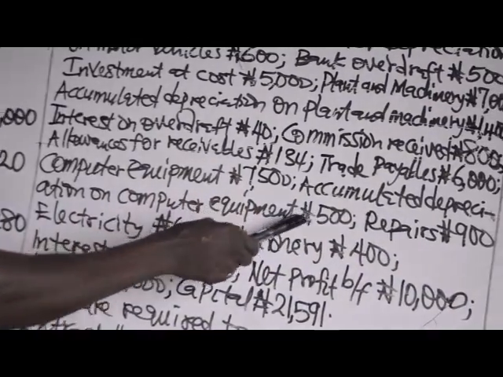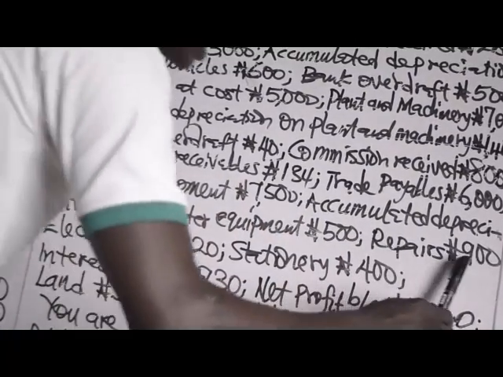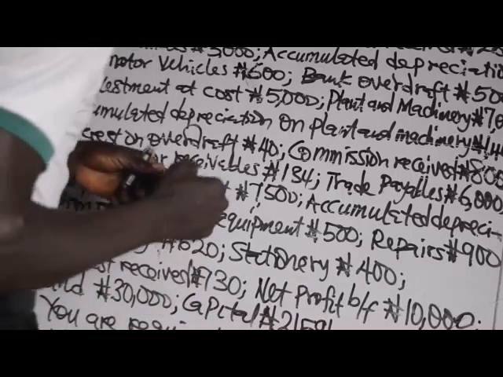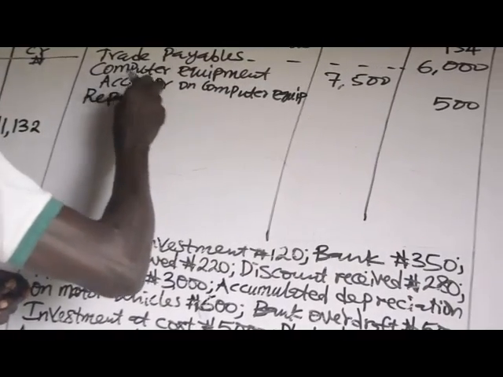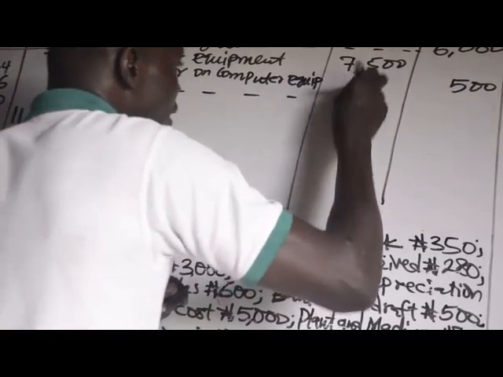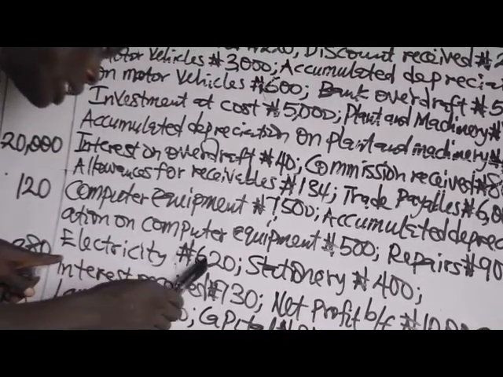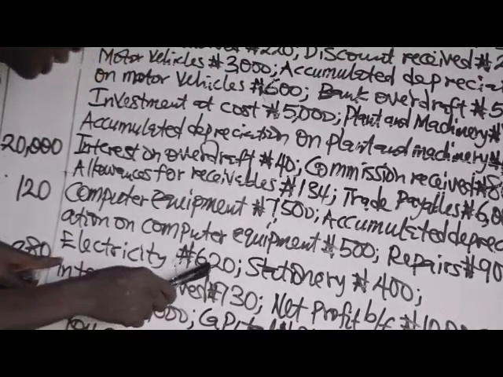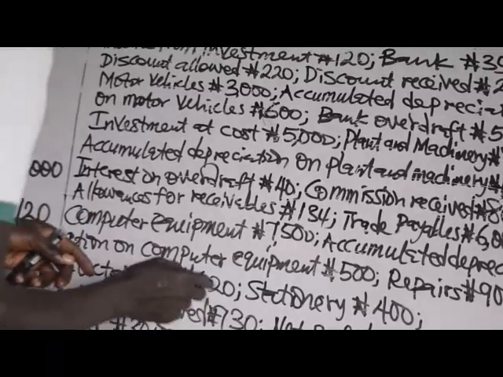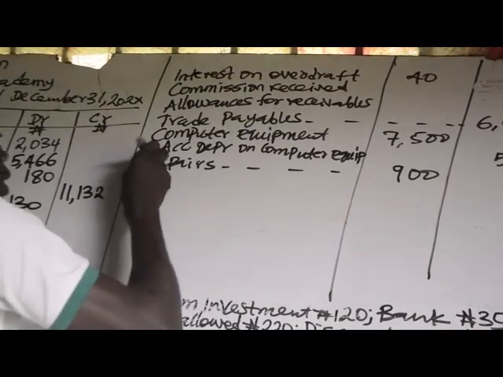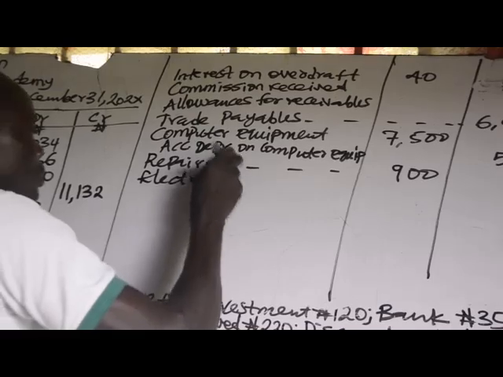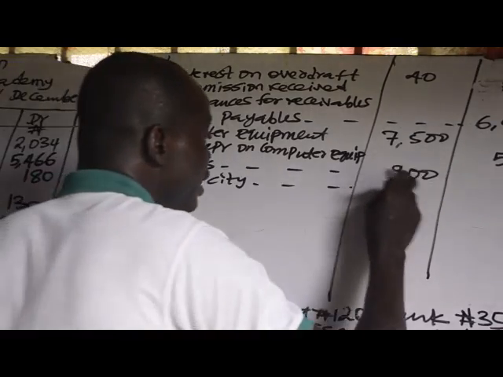After accumulated depreciation on computer equipment of 500, we have repairs of 900. Repairs is an expense. Therefore, it should be debited. Repairs, and the amount involved is 900. After repairs, we have electricity. The money you pay for electricity is also an expense of the business. Therefore, it should be debited, 620. Electricity of 620.